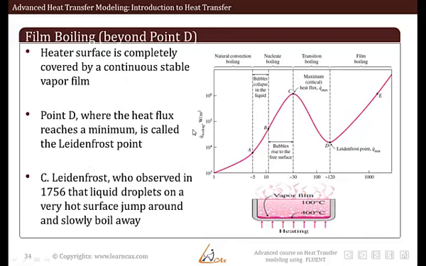Going ahead now, let us discuss film boiling, which is after point D. In this case the heater surface is completely covered by a continuous stable vapor film. So now there is no liquid in contact with the heater surface, and point D, where the heat flux reaches a minimum, is called the Leidenfrost point. It was named after the scientist J. Leidenfrost, who observed in 1756 that liquid droplets on a very hot surface jump around and slowly boil away. So he was the discoverer of this phenomenon. Here we see the minimum heat flux, after which the heat flux again rises as we go on increasing the heater surface temperature.